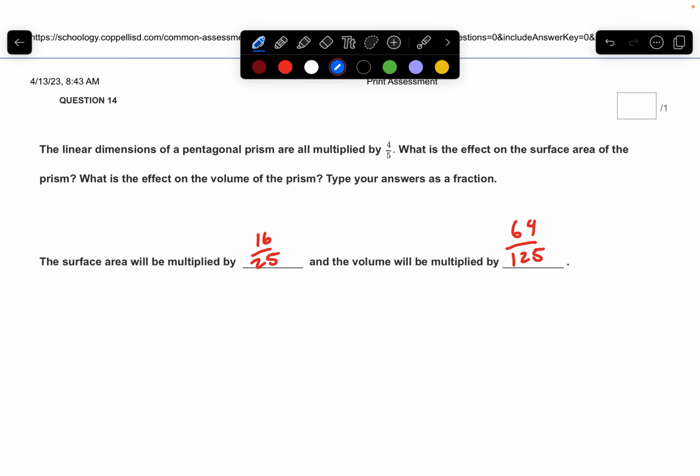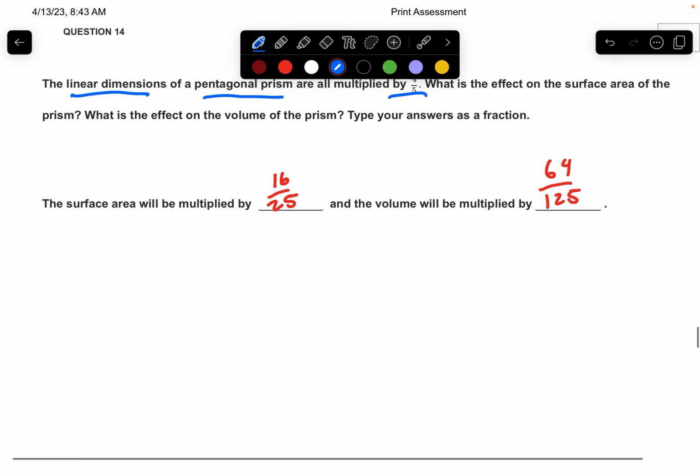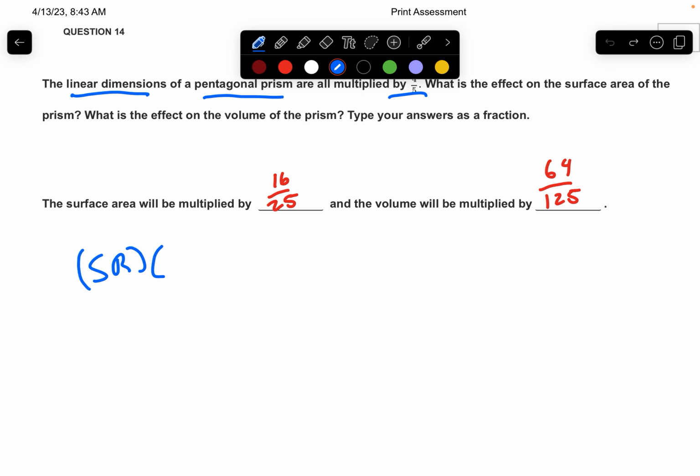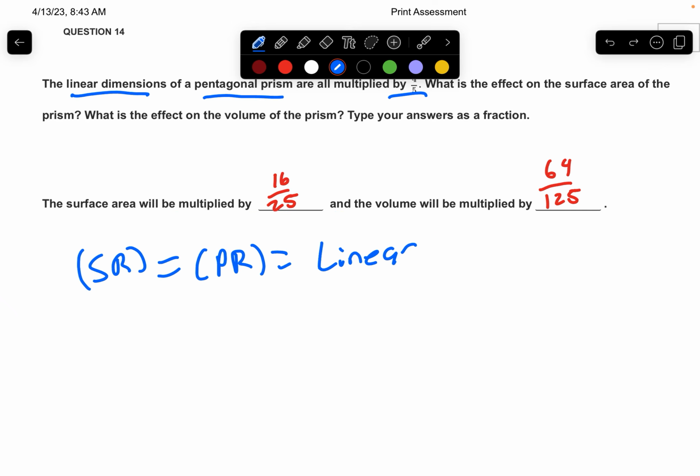All right, number 14, it says the linear dimensions of a pentagonal prism are multiplied by 4/5. Quick reminder that similarity ratio is the same as a perimeter ratio, which is the same as a linear ratio. Those are all linear things. Similarity ratio can refer to lengths, widths, heights, the radius, the diameter, anything that you can measure with length. These are linear measurements, and they are 1 degree.